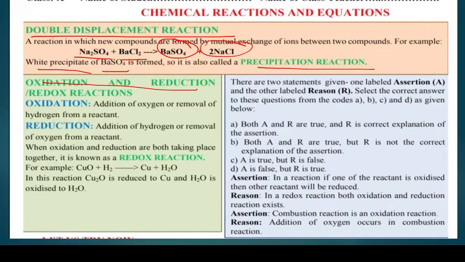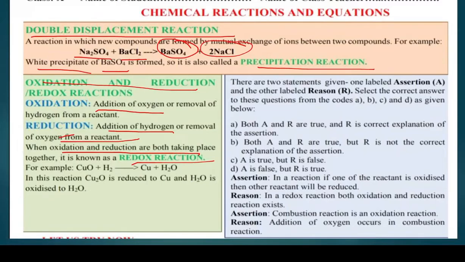Now in oxidation and reduction, two things you have to remember. Addition of oxygen or removal of hydrogen from a reactant is oxidation, or addition of hydrogen or removal of oxygen from a reactant is reduction. When both oxidation and reduction take place together, it is known as a redox reaction.